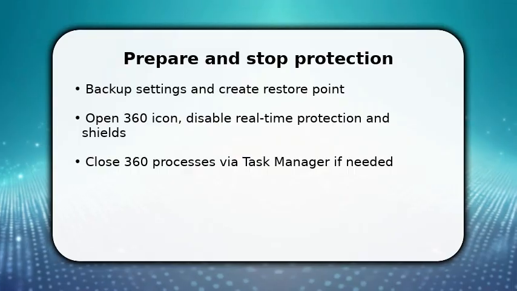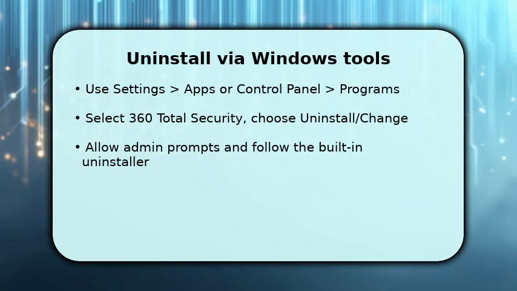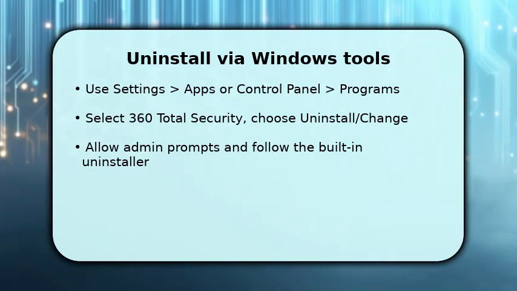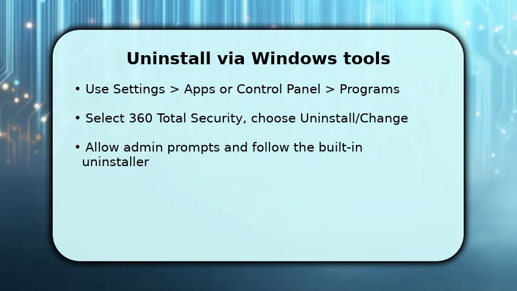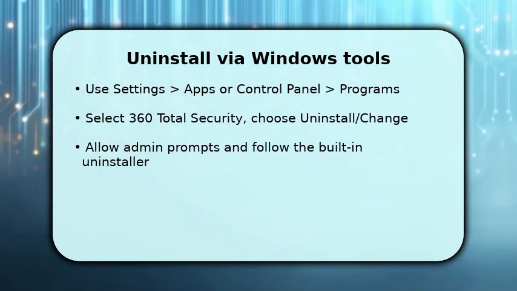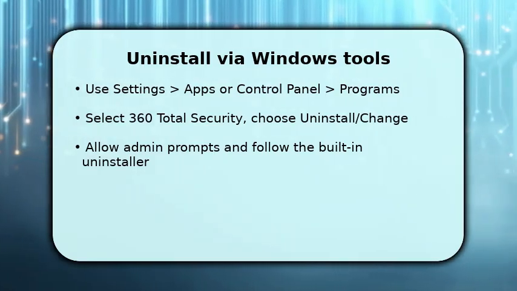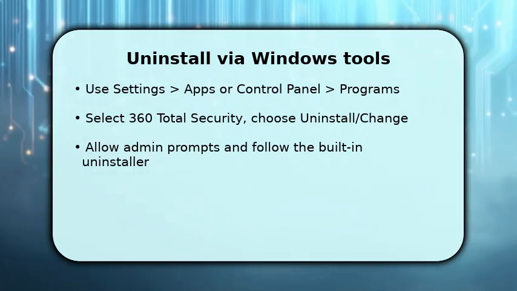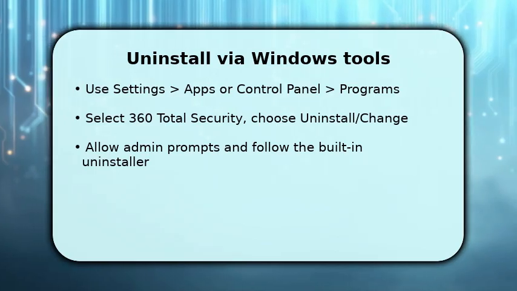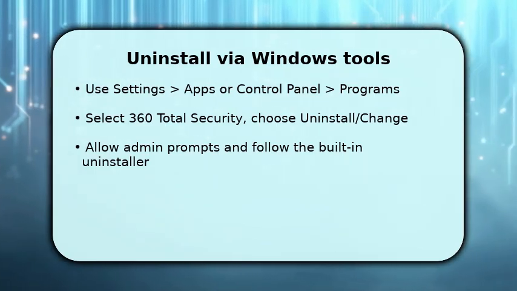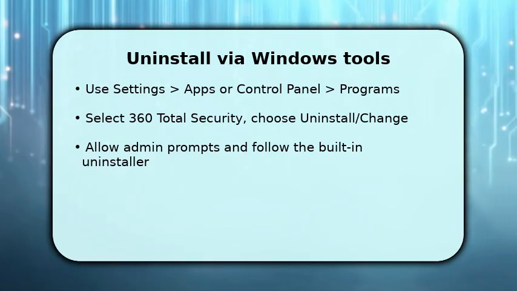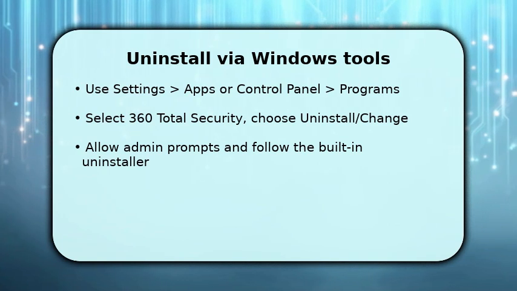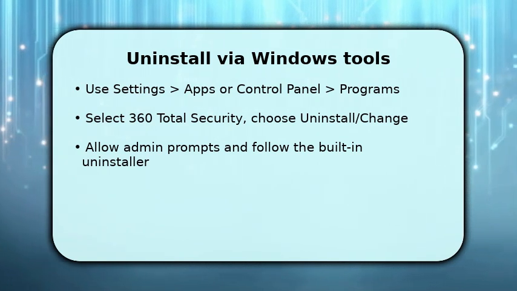Now remove the program through Windows. Go to Settings Apps or Control Panel Programs and Features. Locate 360 Total Security, click Uninstall, and follow the on-screen uninstaller prompts. Grant administrator permission when requested. If the uninstaller fails, reboot into safe mode and repeat the uninstall there so services don't block removal. Once the uninstall completes, run a quick disk cleanup and reboot normally. You'll avoid corrupted files by uninstalling while protections are turned off and no 360 processes are active.